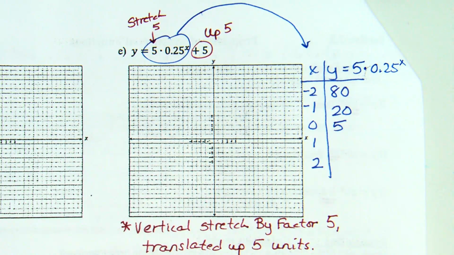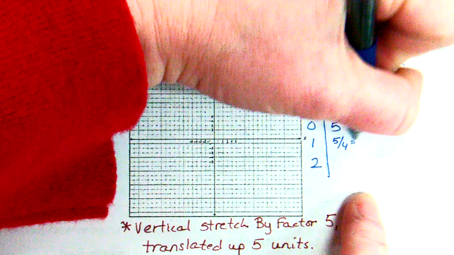How do you make 5 a fraction? You put a 1 underneath it. So 5 over 1 times 1 over 4 is 5 over 4. If you did this on the calculator and got a decimal, what is 5 fourths as a decimal? 1.25.